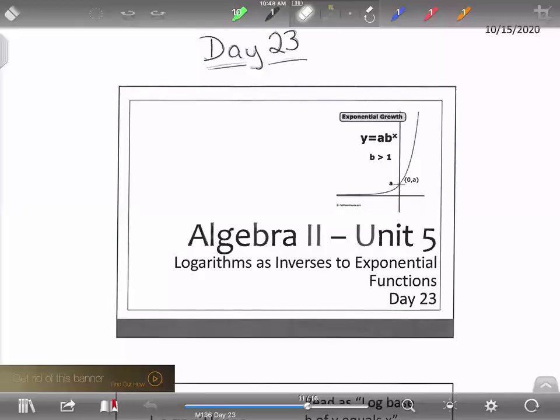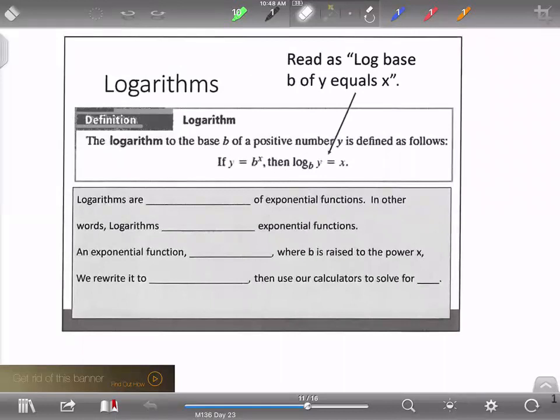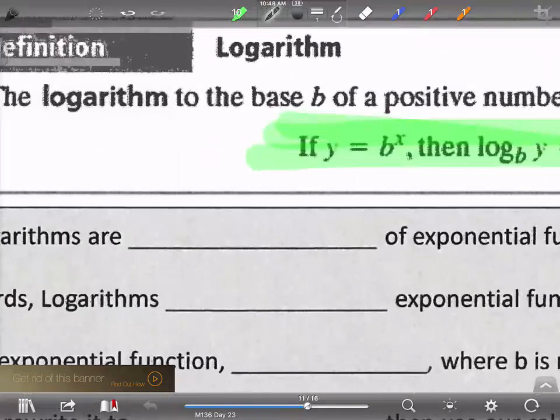All right, so for our second lesson today, we're going to look at logarithms as inverses to exponential functions. So I've given you an exponential graph on the top page. A logarithm to the base of b of a positive number is defined by this following formula right here. These two things are equivalent to each other, so y equals b to the x power. We can rewrite that as log base b of y equals x. The reason we can do this is because logarithms are inverses of exponential functions.